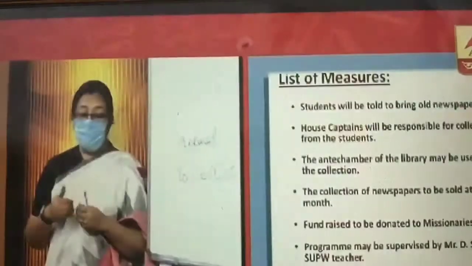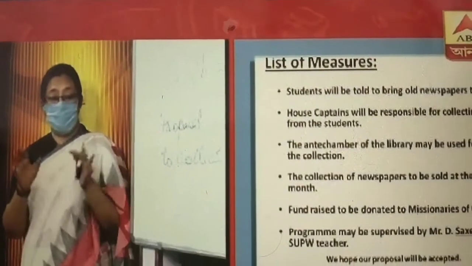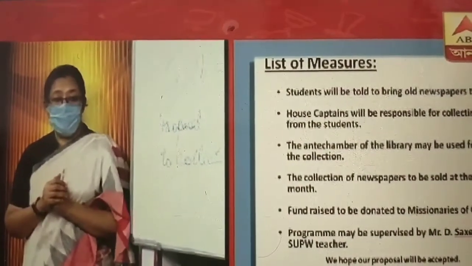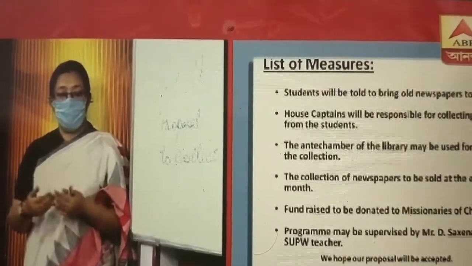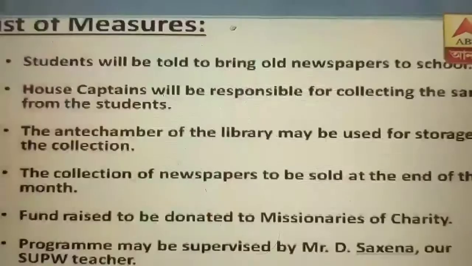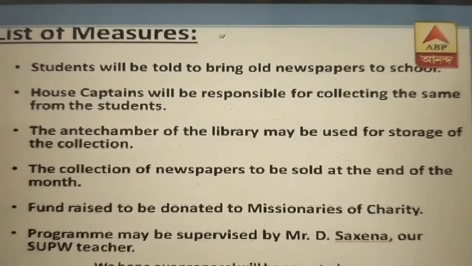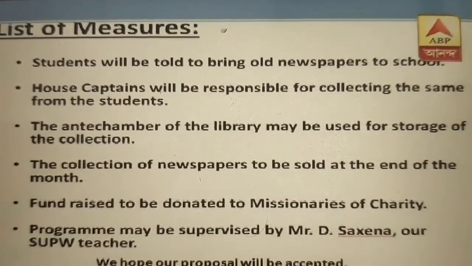So you have planned to store the newspapers somewhere. Now what is to be done? The newspapers are collected, the newspapers are stored. Now the newspapers need to be sold. So that is your next step. The newspapers may be sold at the end of the month. The collection may be sold at the end of the month. So that is your next plan.